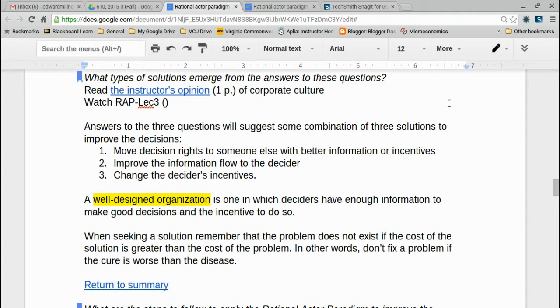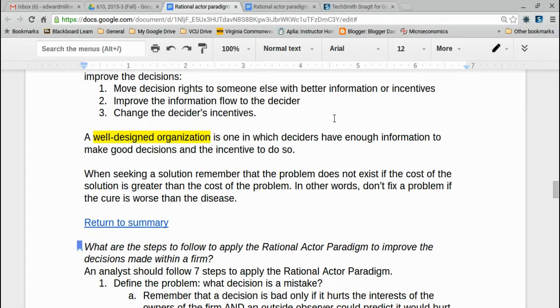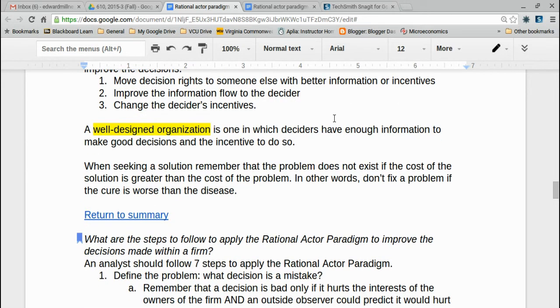A well-designed organization is one in which deciders have enough information to make good decisions and the incentive to do so. When seeking a solution, remember that if the problem does not exist, or if the cost of the solution is greater than the cost of the problem, don't fix a problem if the cure is worse than the disease.